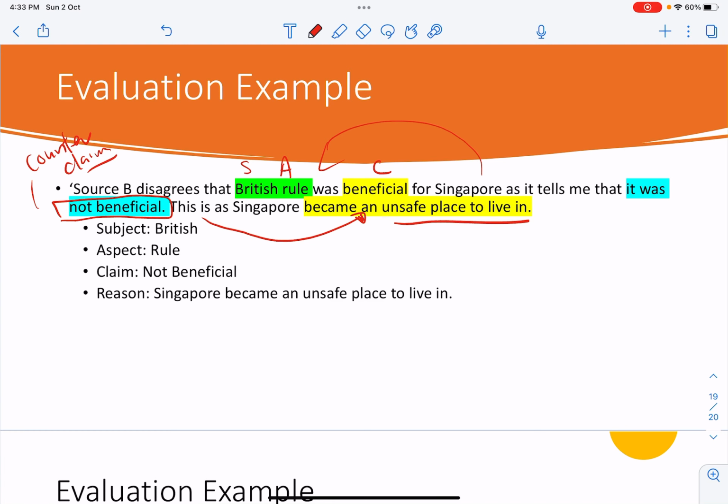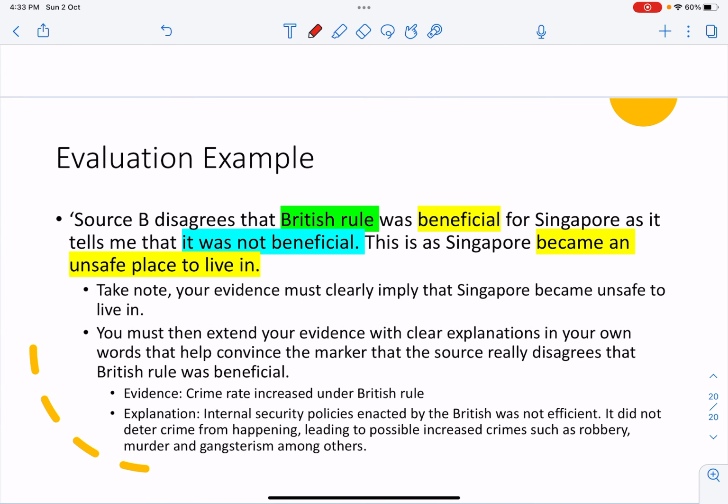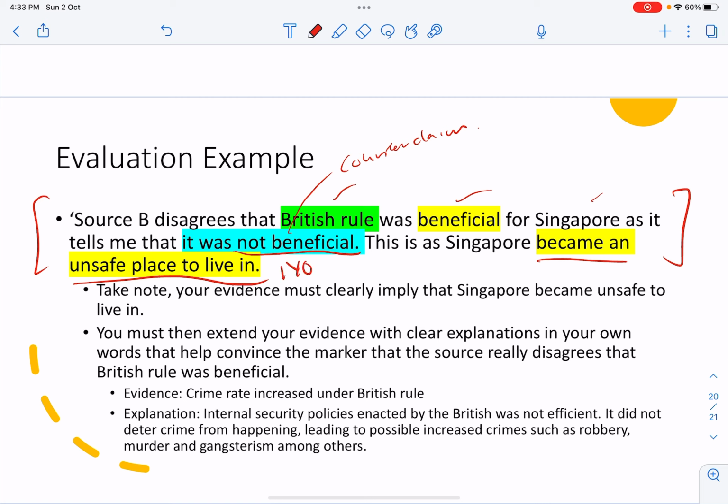Okay. The full thing will look like this. Okay, main statement, source B disagrees that British rule was beneficial. Repeat the whole statement. As it tells me that it was not beneficial, give me counterclaim. Counterclaim, very clearly, right? Okay, then you say, why does this counterclaim exist? What is the particular aspect this source is referring to? Because Singapore became an unsafe place to live in. Again, this is in my own words. This is not lifted in any way, shape, or form from the source itself.